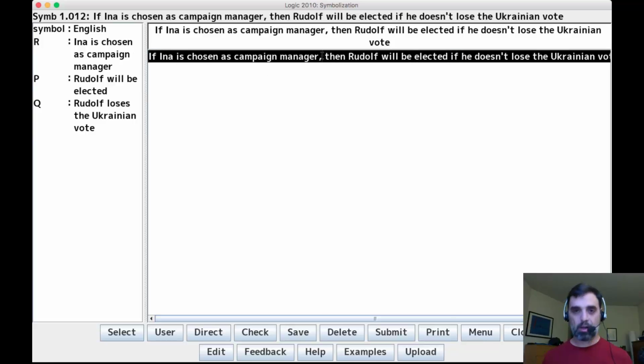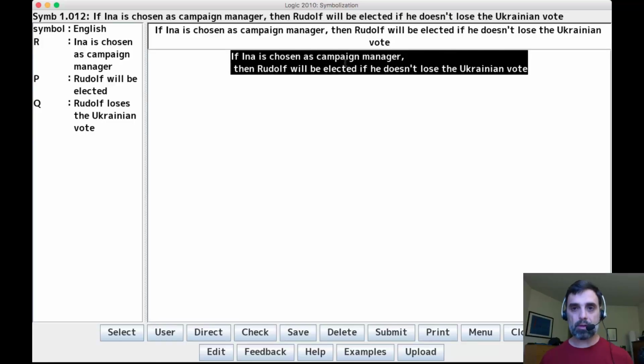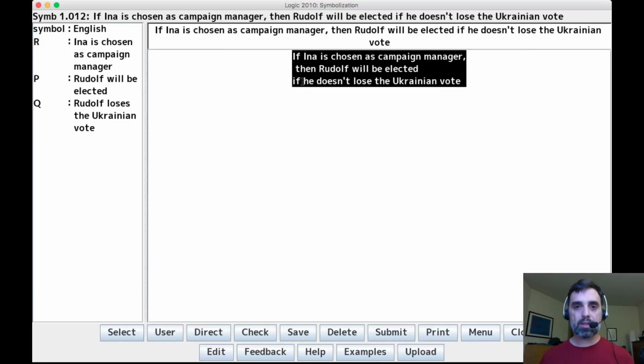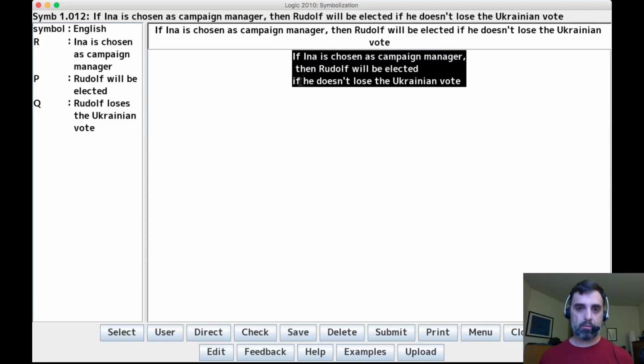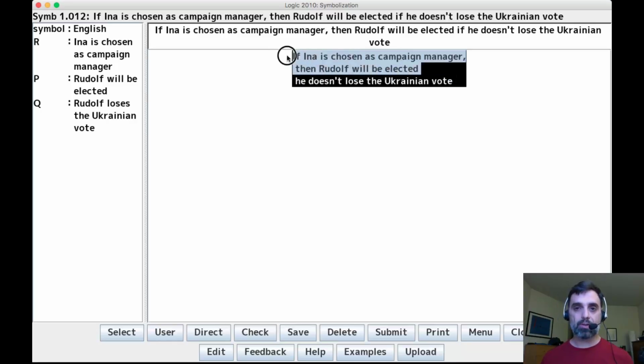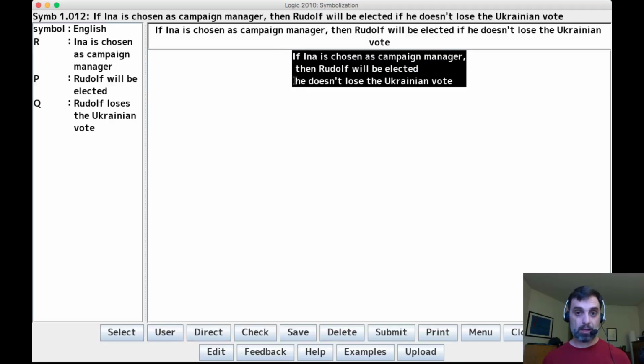So let's put in some line breaks to make this maybe easier to read. So it's going to be either this if or this if that is the main connective. By the way, if you want to enter a line break, it's Control Enter. So, if this if is the main connective, then this would be, then this if potentially could be the main connective. If we remove it, it passes the removal test. We're left with two sentences: Rudolph doesn't lose the Ukrainian vote, and if Ina is chosen as campaign manager, then Rudolph will be elected. So that if does pass the removal test.